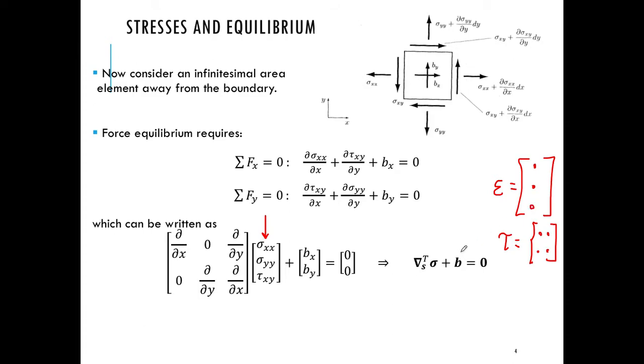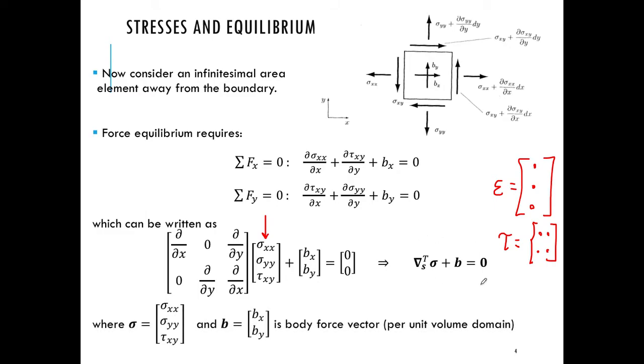And finally, I also need a vector to represent my body forces. I'm going to take this as B, so Bx and By are components of that. And of course, because of equilibrium, they must sum to 0. So this gives me my equilibrium equation, basically. Perfect. One last thing to point out: the body force is per unit volume, or per unit area if you're looking at a 2D problem.